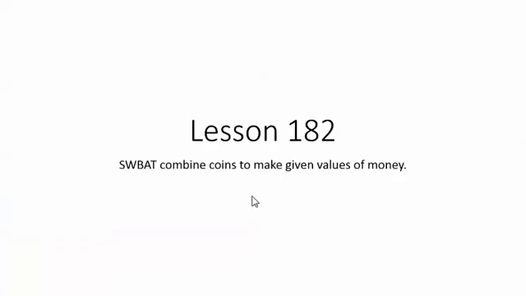All right, so this lesson is combining coins to make given values of money, and this is another one where they bring a ton of prerequisite knowledge. I don't even know that there's a huge teaching point. It's like reminding them what they know and saying, let's practice this a little bit as a group, and then, okay, go on your own and practice this. What you're really establishing is some habits, right?